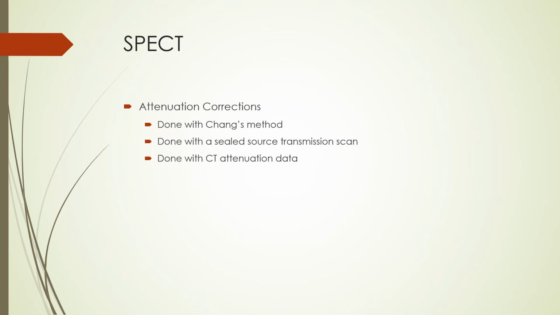Because photons travel through layers of tissue before exiting the patient, correction for attenuation is important. A simple attenuation correction can be done by using Chang's method, which assumes a uniform phantom with a linear attenuation coefficient. The most accurate methods of correcting for attenuation involve the use of an accurate 2D attenuation map. This 2D map can be obtained with a sealed source radionuclide during a transmission scan or with a CT scan of the patient prior to SPECT scanning.